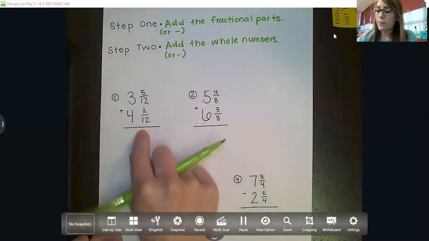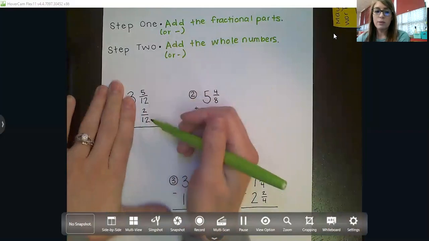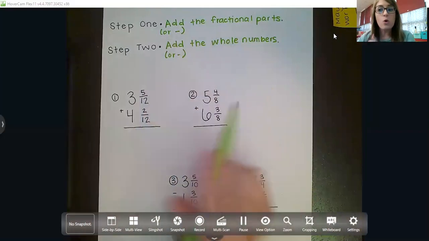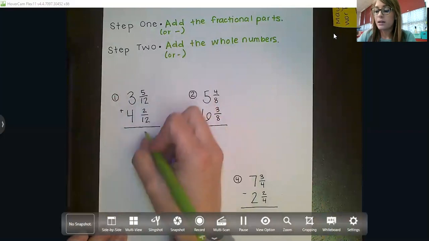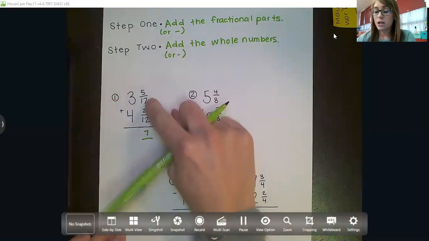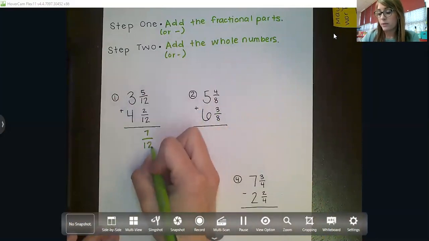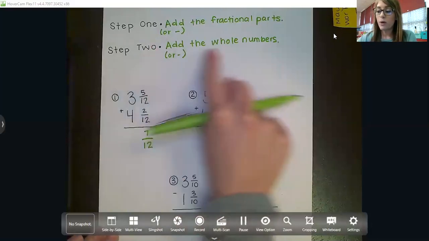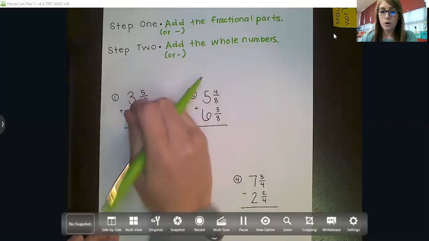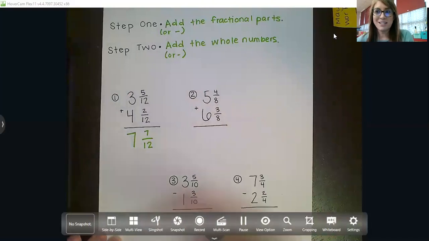All right, so step 1, we are going to add the fractional pieces. 5/12 plus 2/12. Remember, when we are adding or subtracting fractions, we only add or subtract the what? Very good, the numerators. So 5 plus 2 is 7. And my denominator always does what? Yes, always stays the same. So 5/12 plus 2/12 gives us 7/12. Now we're going to add the whole numbers. So 3 plus 4 is 7. Pretty easy, right?